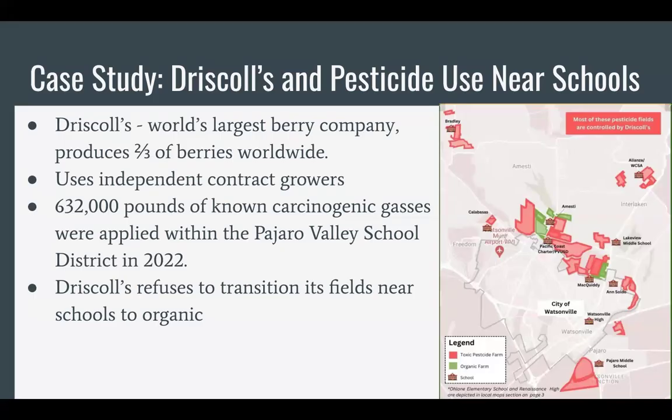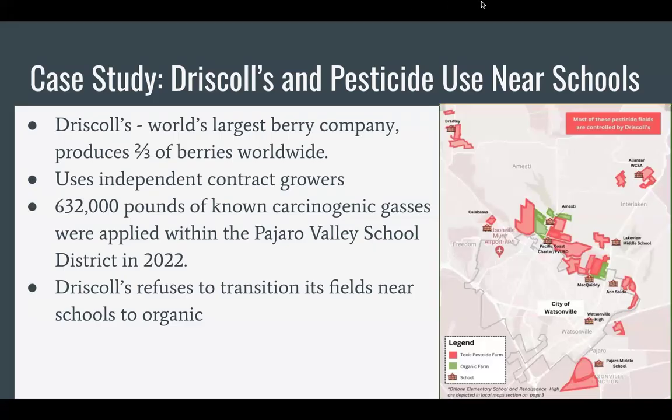Now that's their business structure. So they're not growing berries themselves. They're contracting with growers. Now, there's increasing concern in the Watsonville and Pajaro Valley area that pesticide use is, how do we say this? That schools where our children go to school, many of these schools in the Watsonville area and Pajaro Valley are surrounded by or bordered by agricultural land. And a lot of that land belongs to Driscoll's growers.